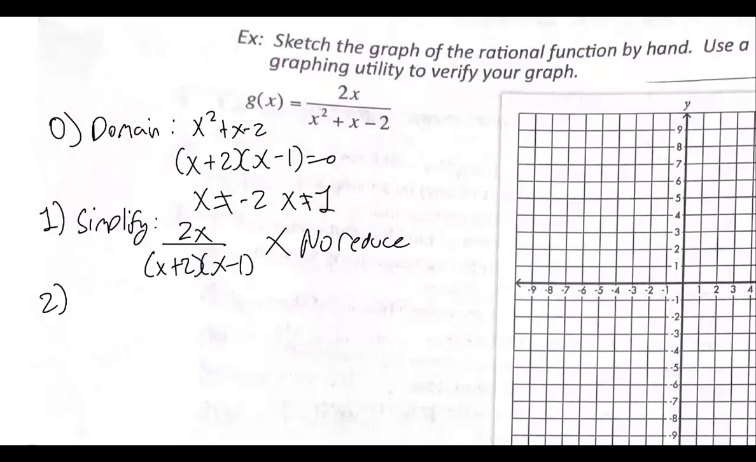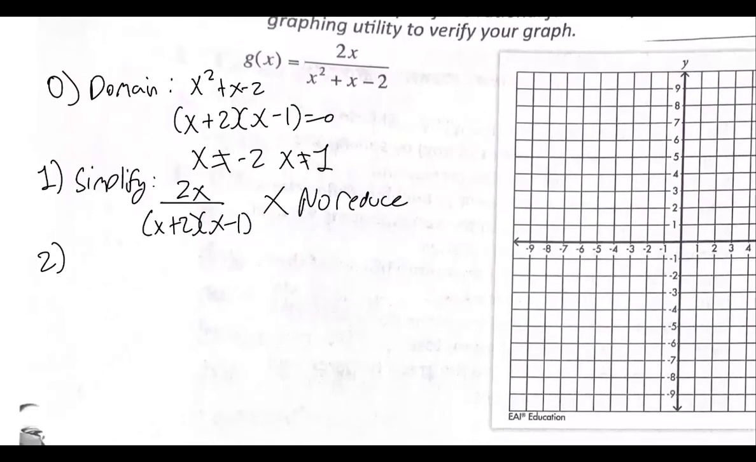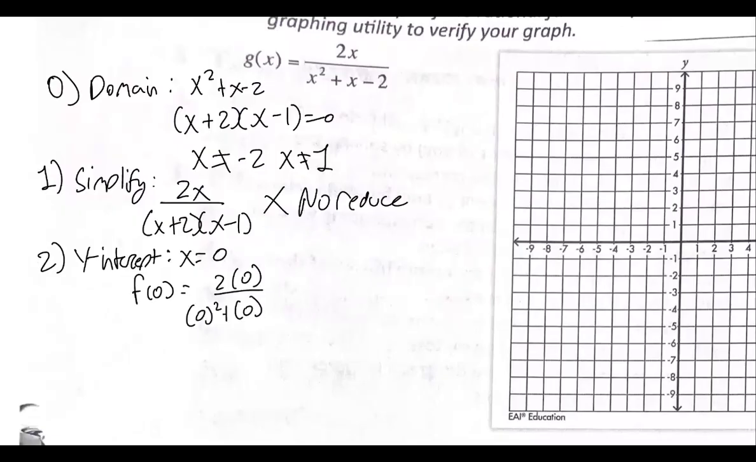Number 2, find the y-intercept. So remember that you find the y-intercept when x equals 0. So f of 0 is equal to 2 times 0 over 0 squared plus 0 minus 2, which in this case is just 0. So my y-intercept is 0, comma 0.